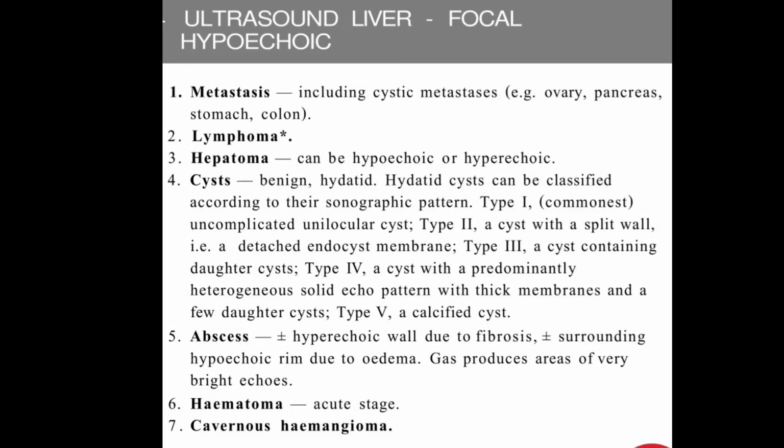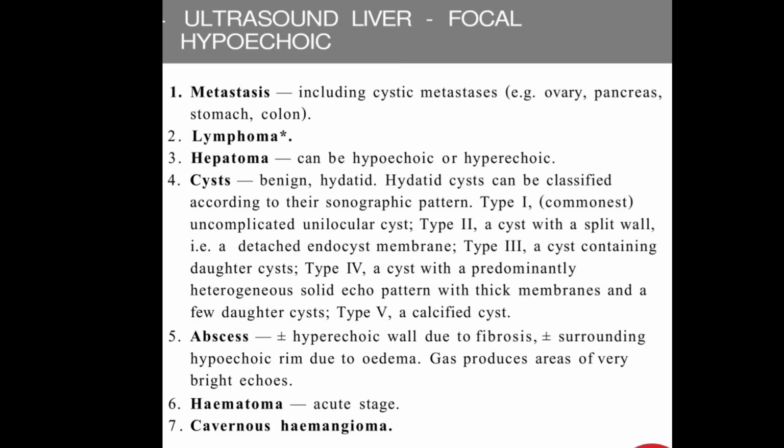Differential of the focal hypoechoic mass within the liver parenchyma. Usually the differential is a bit longer than for the hyperechoic masses. Hypoechoic masses are usually seen in metastasis. Again, we have mentioned this in the hyperechoic differential as well. Hypoechoic metastasis may be from the ovaries, pancreas, stomach and colon. These mets would be hypoechoic.